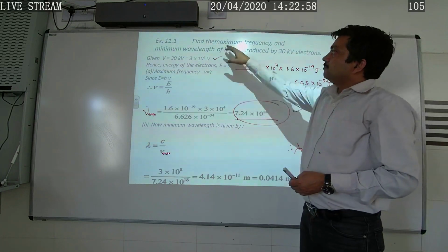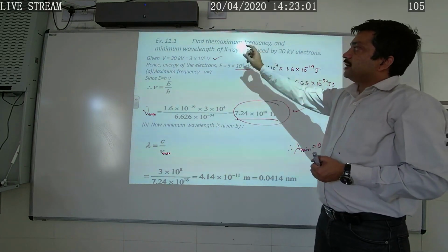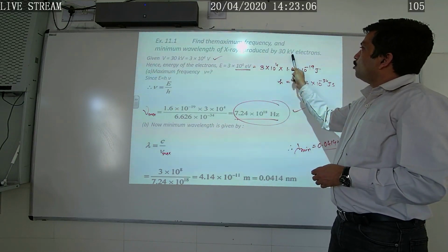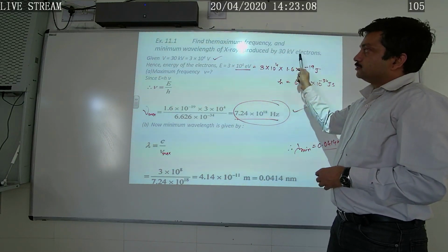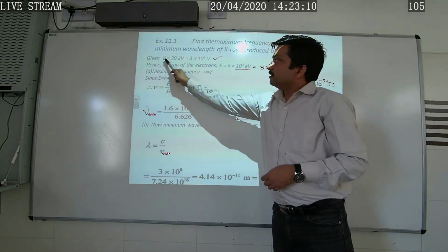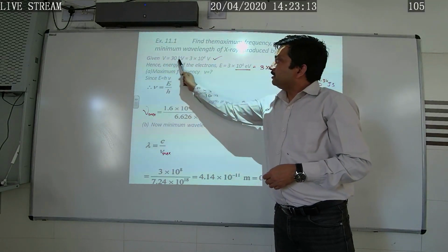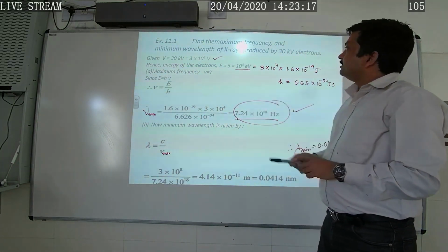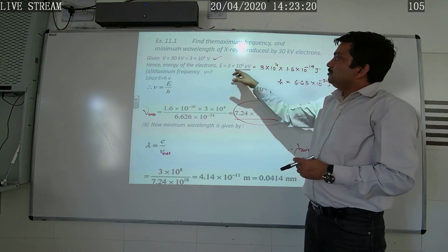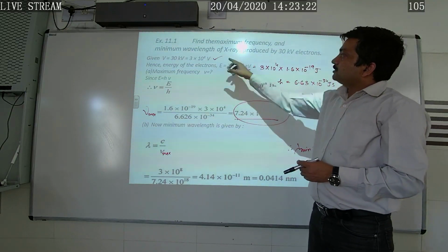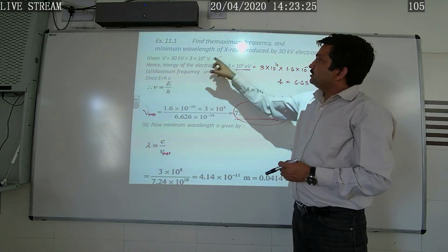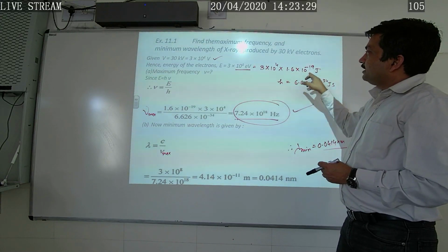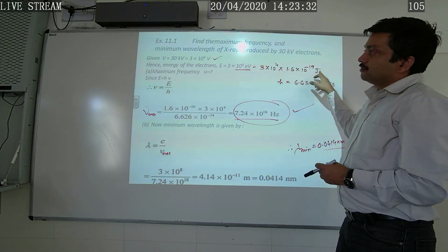Again, I am repeating: we have to find the maximum frequency and minimum wavelength of the X-rays produced by 30 kilovolt electrons. We have been given the accelerating potential, 30 kilovolt. So what about the energy of the electron? As we know, energy E equals eV. We multiply this potential by e, where the value of e is 1.6 into 10 to the power minus 19, and we get the energy in terms of joules.